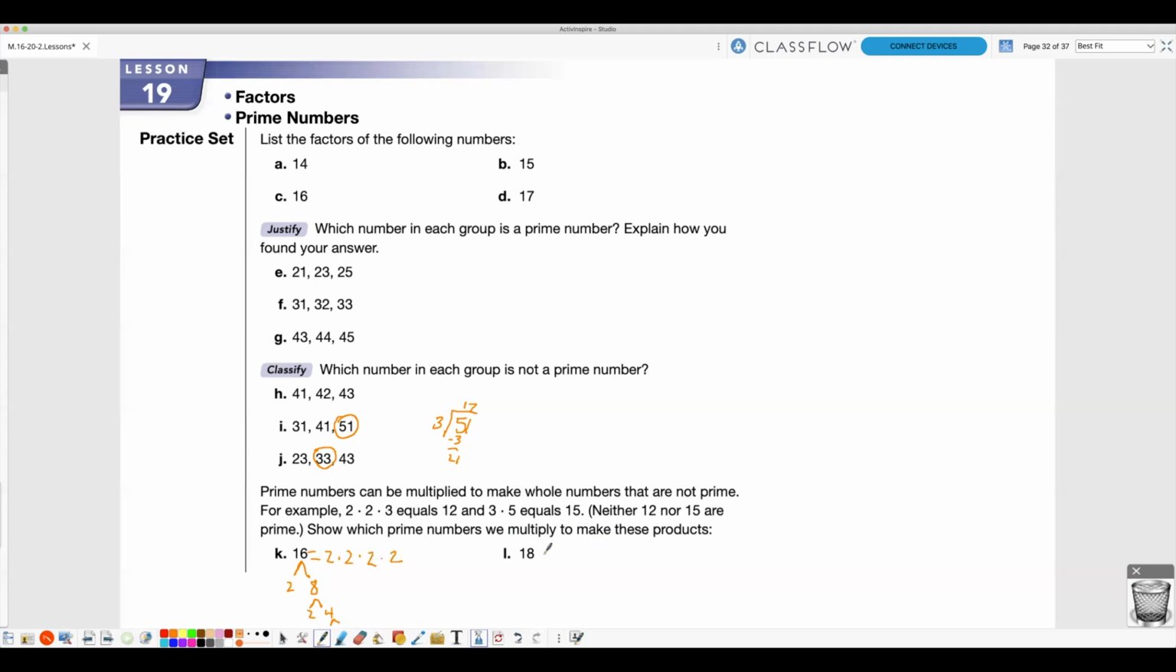And number 18, that'd be the same here. 18, let's break it down into prime numbers, 2 and 9. 9 is not prime because it can be taken as 3 times 3, so you have 2 times 9, 3 times 3. So you could have 2, 3, and 3. So 18 would be 2 times 3 times 3.